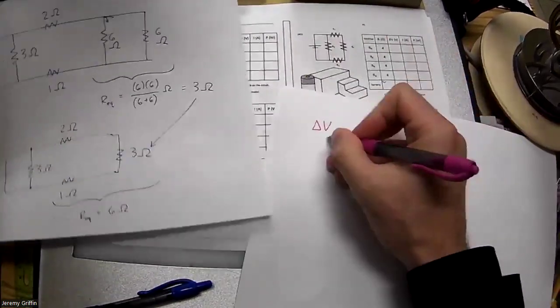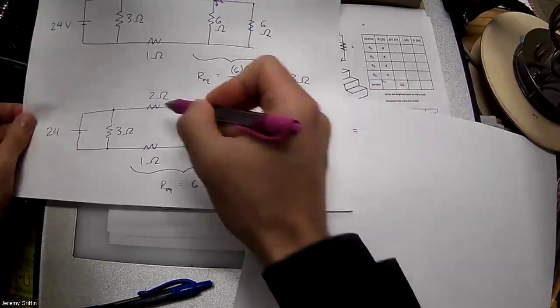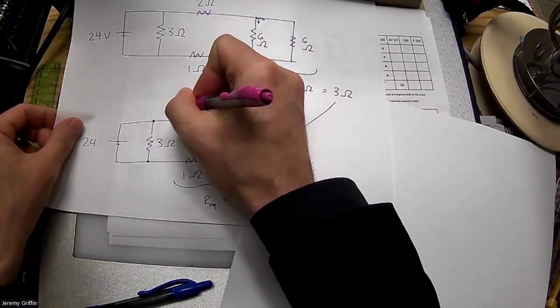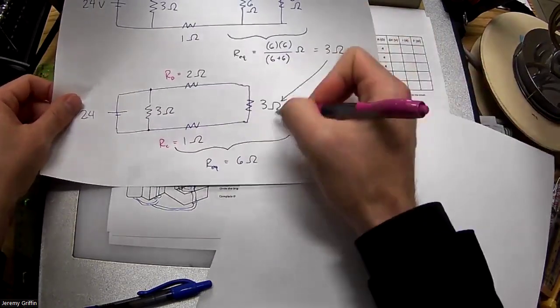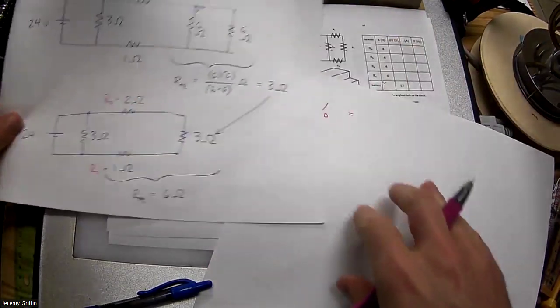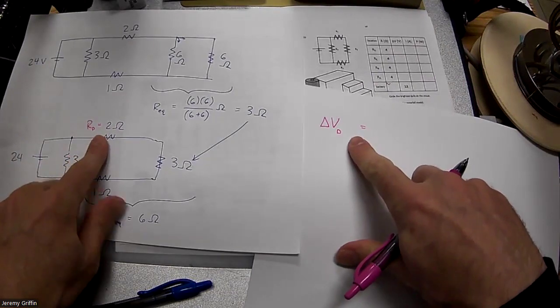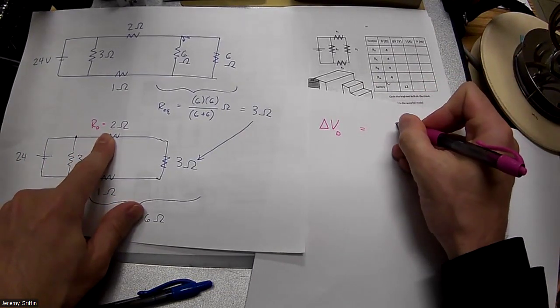I labeled that D. So the voltage drop across D is this guy right here. This is resistor D, this down here is resistor C when I eventually get to it, and this is collectively A and B. So later. The voltage drop across D is, well, that's a 2 ohm resistor.